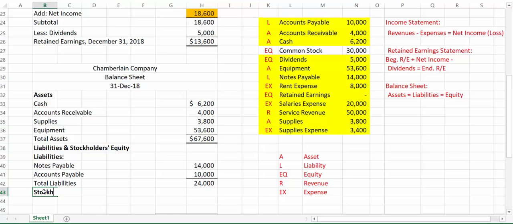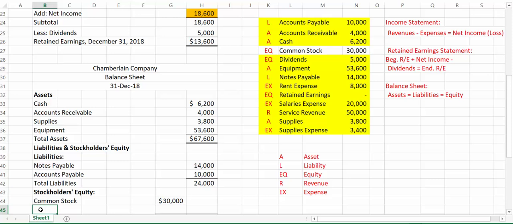Okay, next up is stockholders' equity. For the most part, our stockholders' equity for now is going to only have two accounts: common stock and retained earnings. First we're going to put in our common stock. I'm messing up here, let me do that again. I'm just going to type it in, it's easier. Our common stock is equal to $30,000.